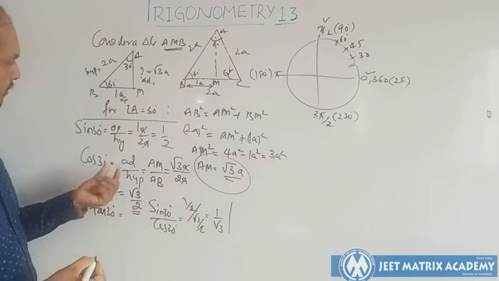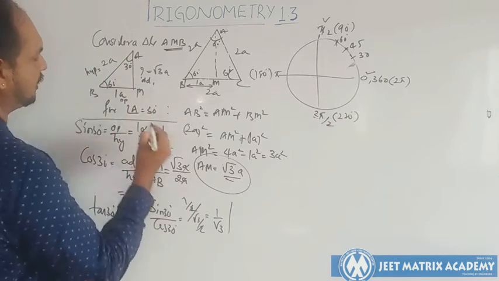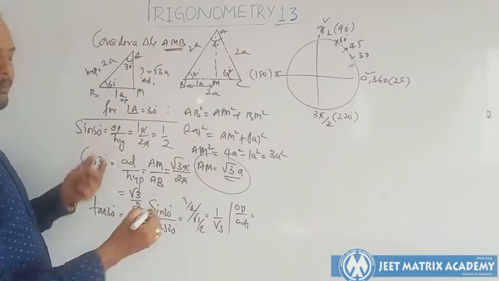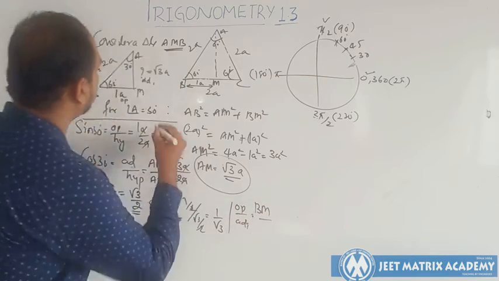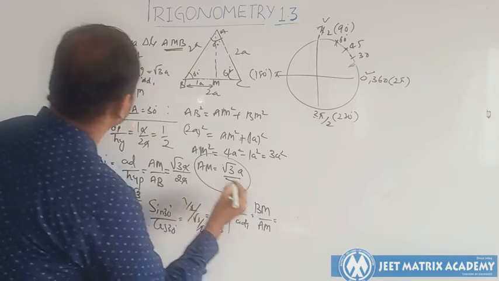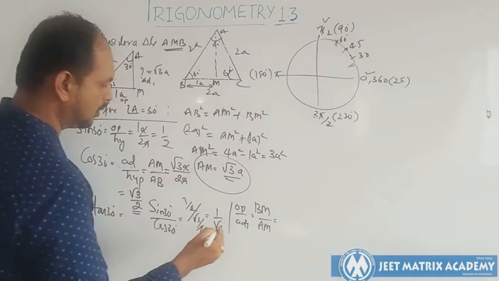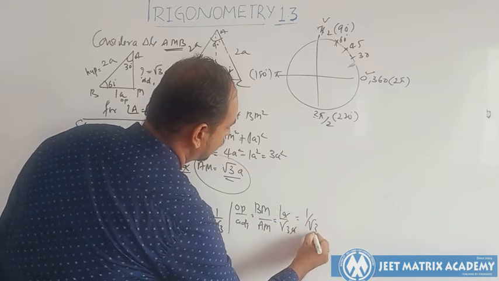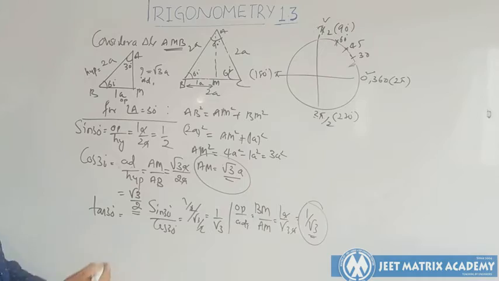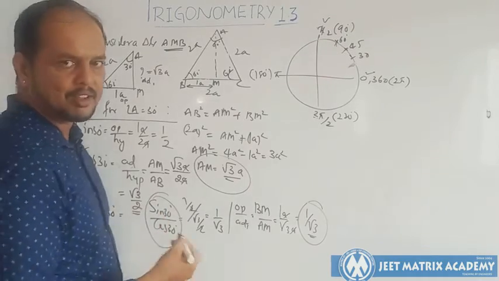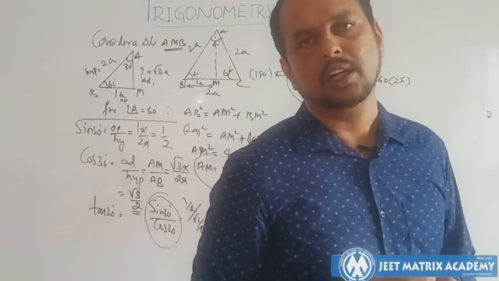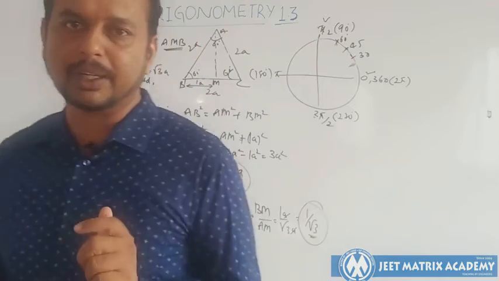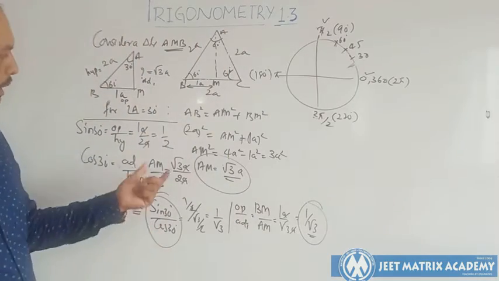Or other method, you can define, that is opposite side by adjacent side. What is opposite side? BM divided by AM. What is BM? 1A by root 3A. A get cancelled, 1 by root 3. So this way also you can define, or you can directly use sin 30 by cos 30. Both methods you are supposed to remember. So it will require at certain places. So you can utilize sin 30 by cos 30 to find. So it will be very easy.